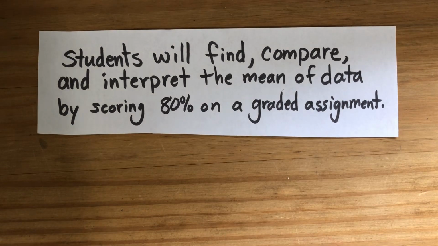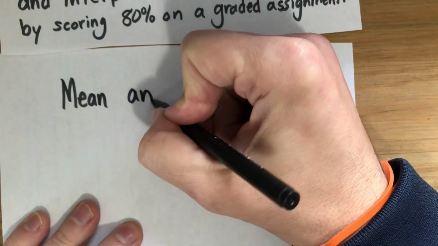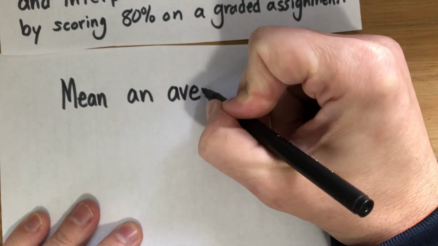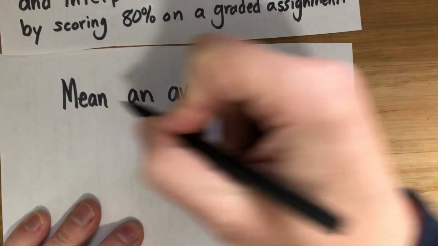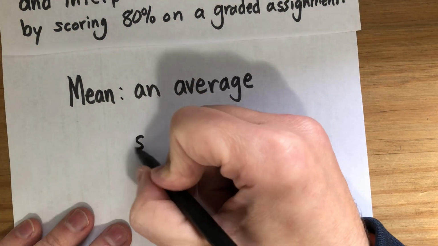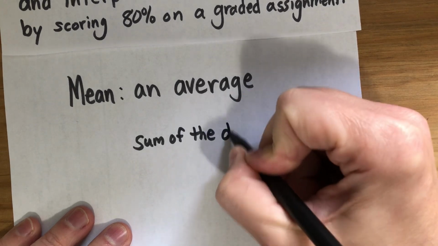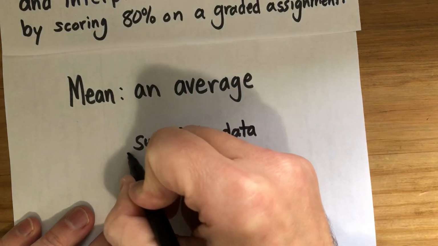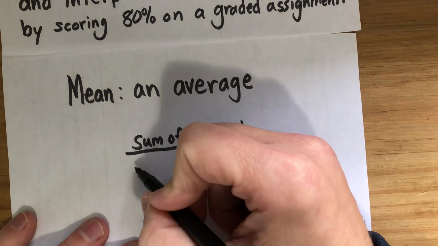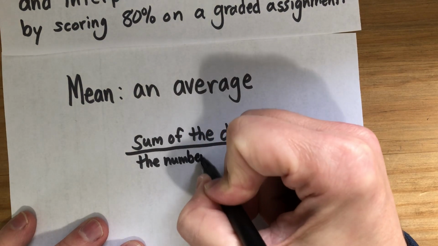So first off, we need to talk about what mean is. And mean is basically an average. And the way that we calculate mean is we take the sum of the data and we divide it by the number of terms.